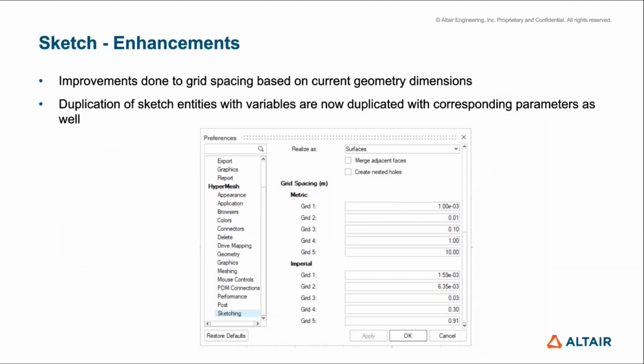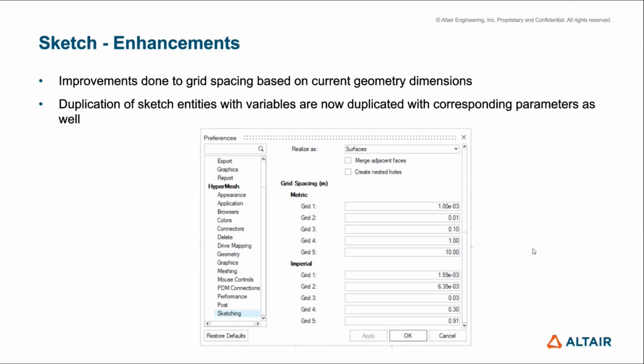Other improvements in sketching are done at the grid spacing level. We started supporting units in the previous version, and based on the units, we have now adjusted the grid spacing. Previously, whenever you started with a small sketch, the grid spacing would be really small, and we had to zoom out to create a realistic model. So now, based on the grid spacing, you don't really have to zoom out and create these models. You can right away start sketching very neatly. Also, if you have a certain model already loaded, it will adjust the grid spacing based on those dimensions as well.